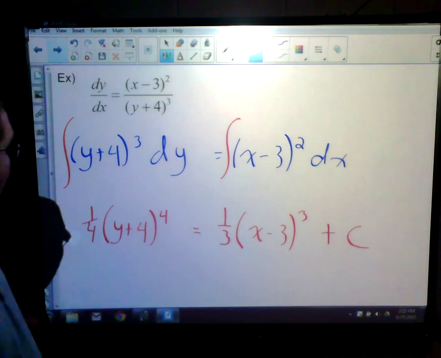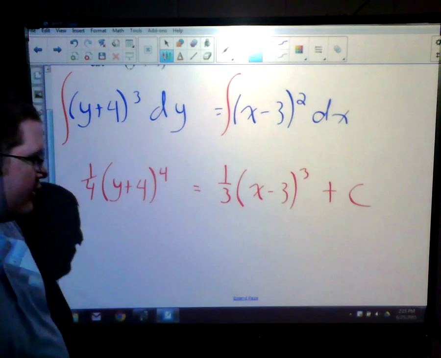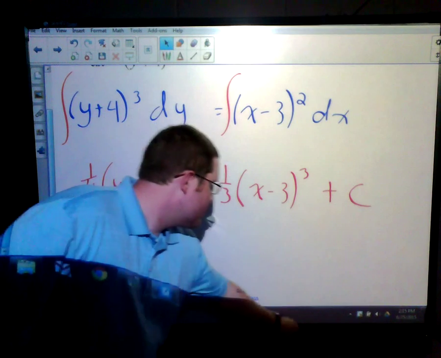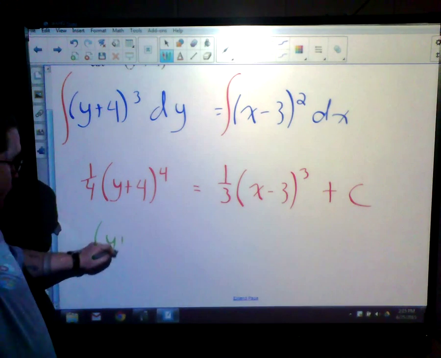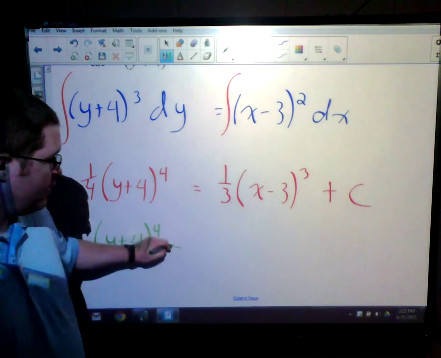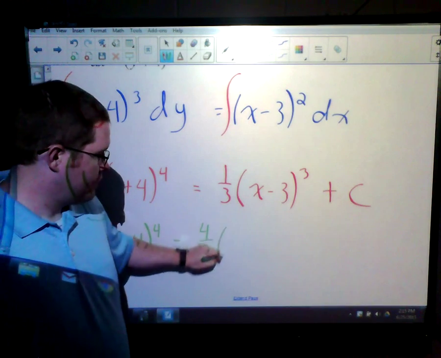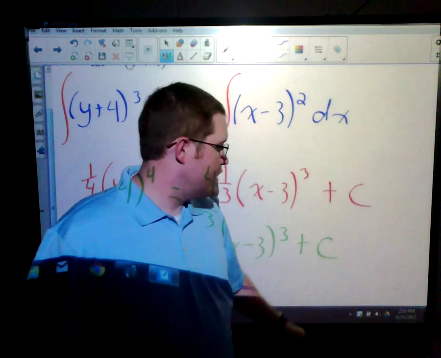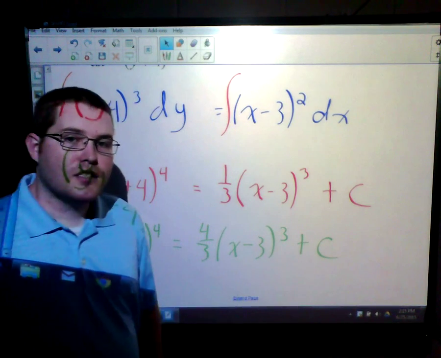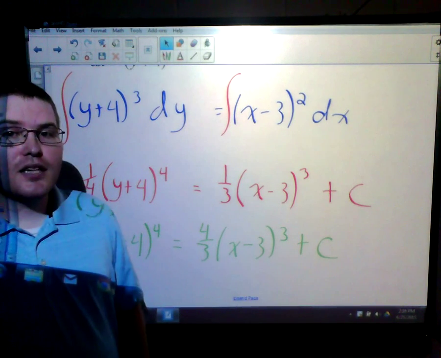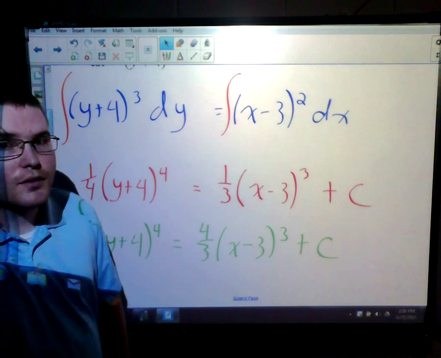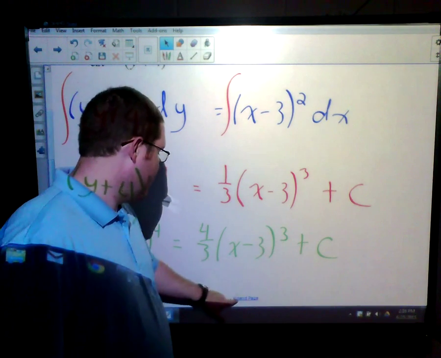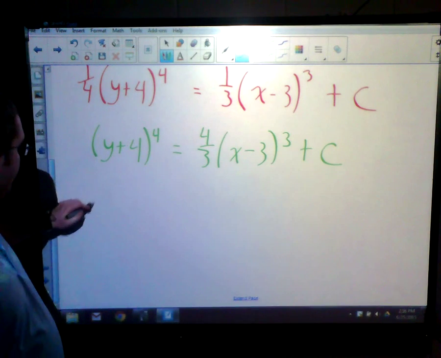Okay? Let's get y by itself. What's the first thing I need to do? Multiply both sides by 4. So I'm going to be y plus 4 to the 4th power equals 4/3 x minus 3 cubed. This isn't 4c. C is every number. Every number times 4 is still every number, so it's still c. How do I cancel out the 4th power? I'm going to take a 4th root.